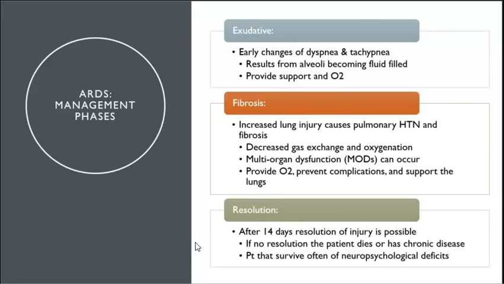Now think about not having oxygen for an extended period of time. What happens to muscles? They start to break down. What happens to your brain tissue? It starts to break down. So you could have some neurodeficits long term.